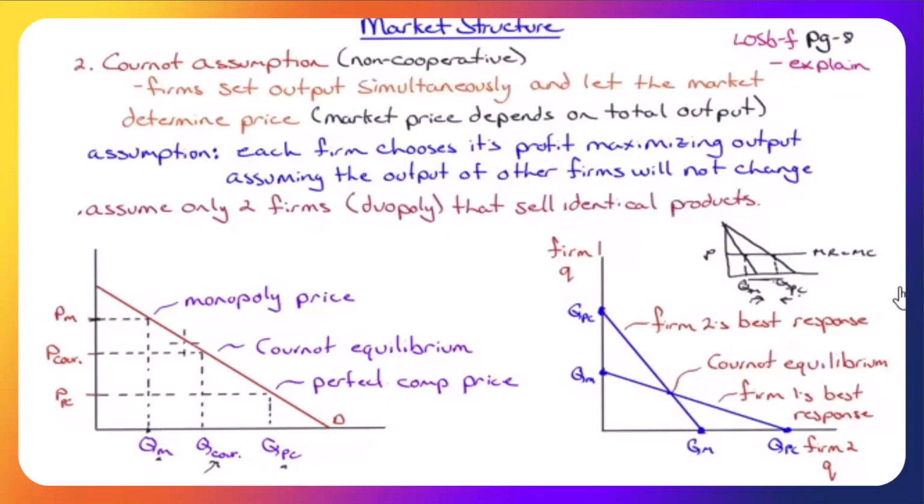If we're at QM with a downward sloping demand curve, there's a price, the monopoly price. If it's perfect competition, much greater output, but a much lower price. The Cournot equilibrium is somewhere in the middle. The price will be somewhere between the two prices, and the quantity will be somewhere between the two quantities. That's the big takeaway here.